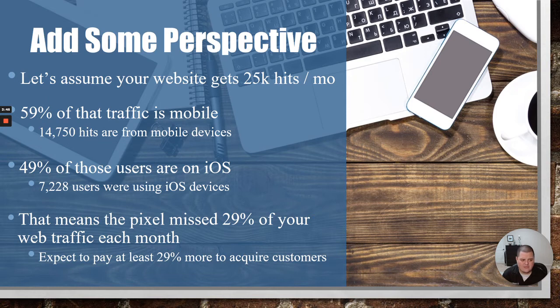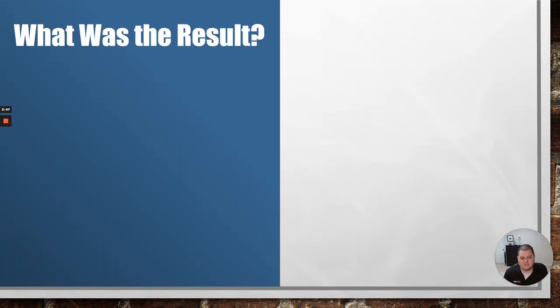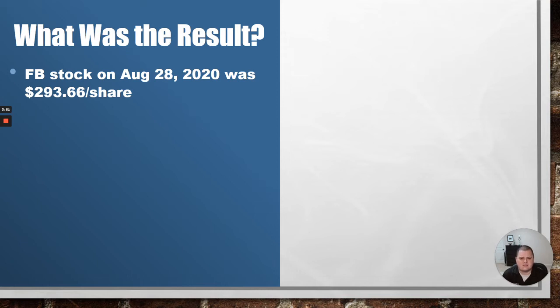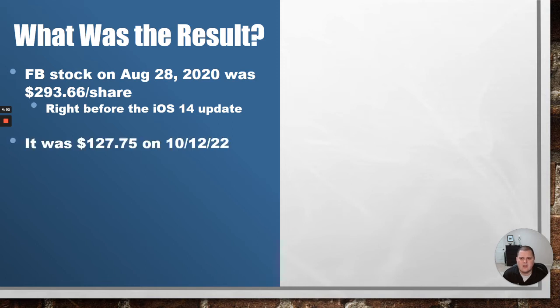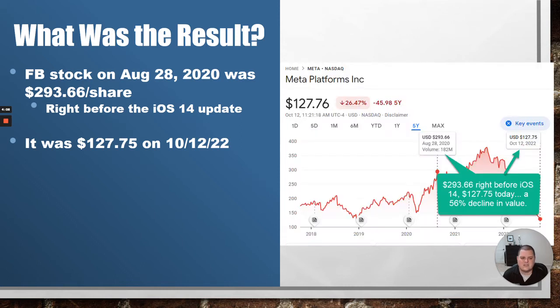Well, what did that do to Facebook? You don't have to take my word for it. Let's just take a look at what the result was. If we look back at Facebook's stock on August 28th, 2020, right before the iOS update, it was $293.66 per share, roughly $294. And then on October 12th of 2022, it was $127.75. That means if you take those two figures, that's a 56% decline in stock price.